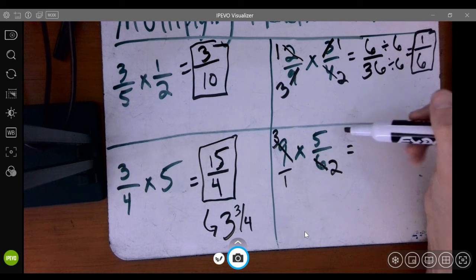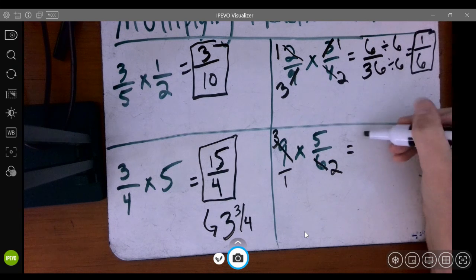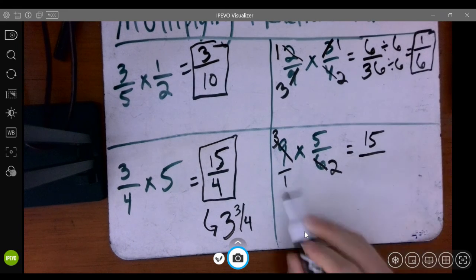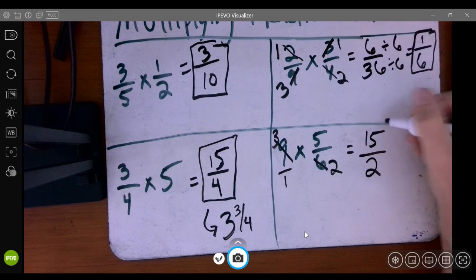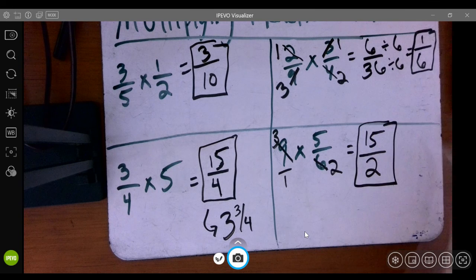So 3 times 15, 3 times 5 is 15. 1 times 2 is 2. And I can leave my answer as an improper fraction. And my answer is in simplest form.